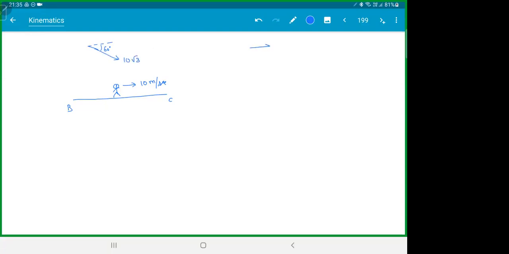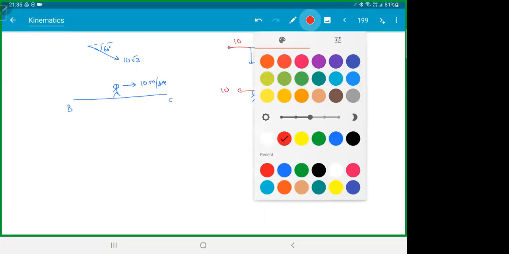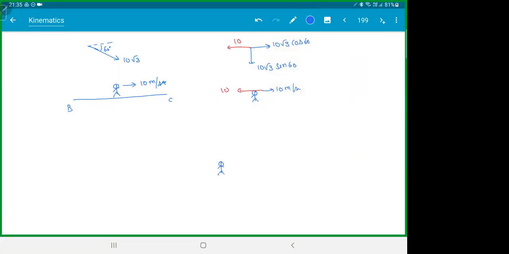So resolve this into components. 10 root 3 cos 60, 10 root 3 sin 60, subtract 10 backward and 10 backward. Numbers are not that great. So man will come to rest. The horizontal velocity will be 10 minus 5 root 3 and 10 root 3 by 2, 5 root 3, 15.